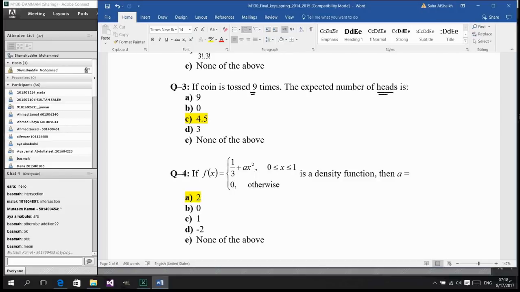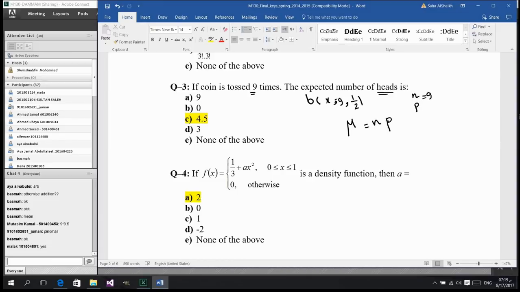Now in chapters 4, 5, 6, we learn about the random variable. We learn about the special types of random variable. Now in case you are tossing 9 times, this is a binomial distribution. X, the number is 9 and the probability of head is half. This is binomial. The mean in that case is equal to n times p. My n is 9. My p, the probability of getting a head, is half. So it is 9 multiplied by half, equal to 4.5. So the answer is 4.5. This is a binomial.